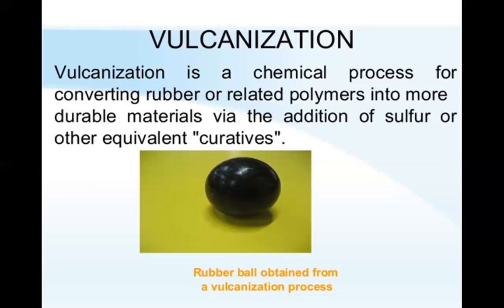It is a chemical process for converting the rubber or related polymer into a more durable material, by addition of sulfur or equivalent and heating at a temperature of about 100 to 140 degrees centigrade, and you will get the vulcanized rubber.